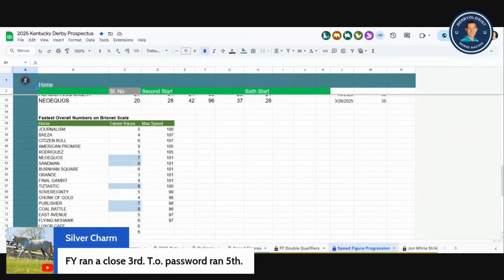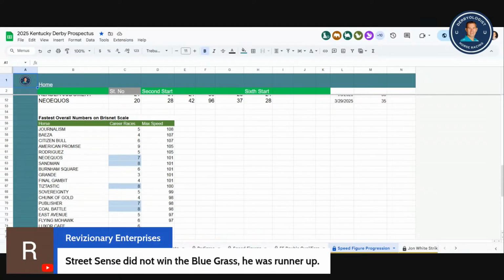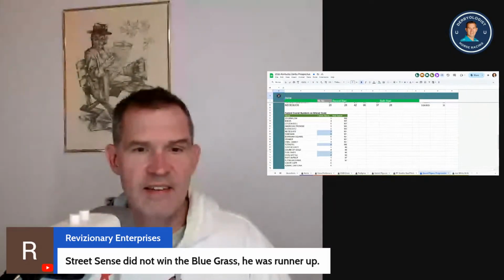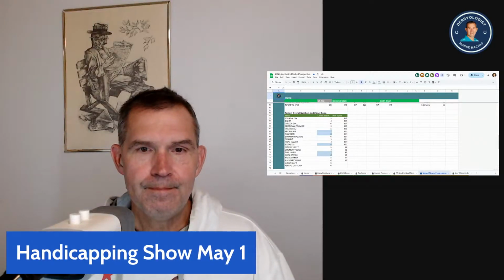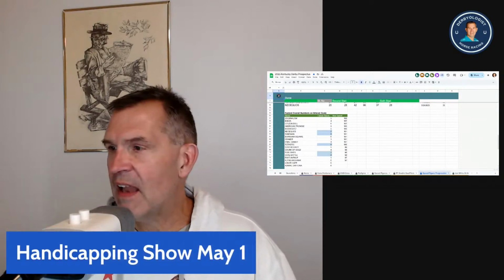Nobody really liked T.O. Password. He only ran 2 lifetime races and he ran 5th. He actually ran a huge race in the Derby. He was wide. Street Sense did not run second, I said he won the race, but he's actually the last horse that ran in the Bluegrass that won the Kentucky Derby. It's been a long time since we've had a winner of the Bluegrass win the Derby, but we haven't even had a horse that's ran in the Bluegrass win the Derby since Street Sense. And Street Sense ran on the synthetic surface back when the Bluegrass was synthetic. Yeah, T.O. Password was a long shot last year.